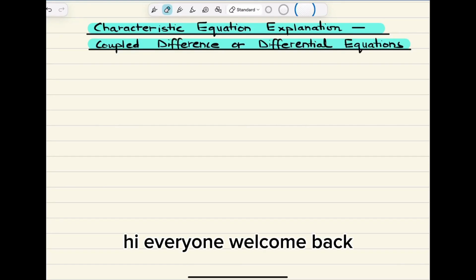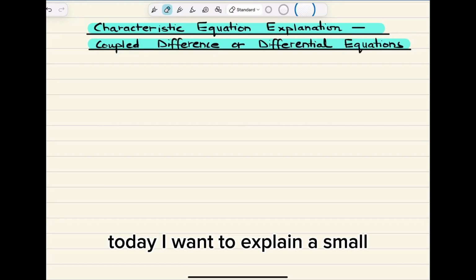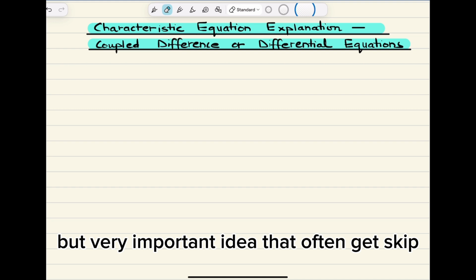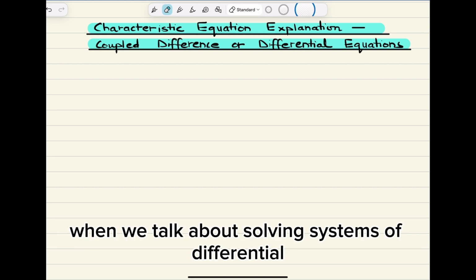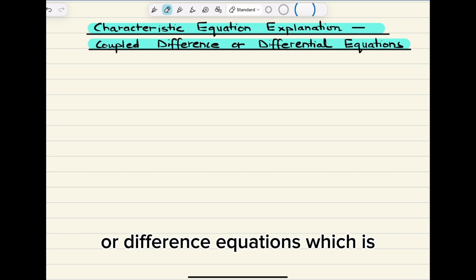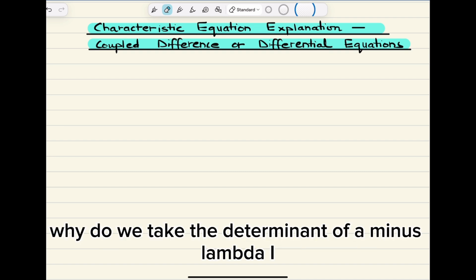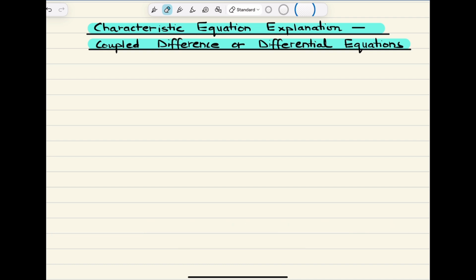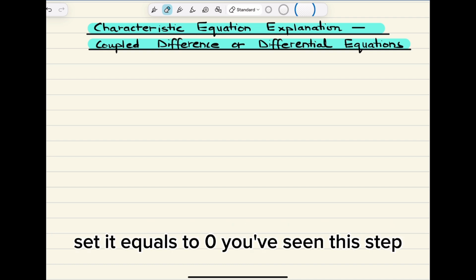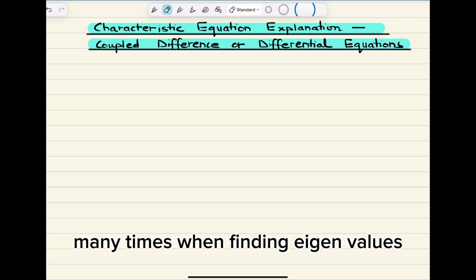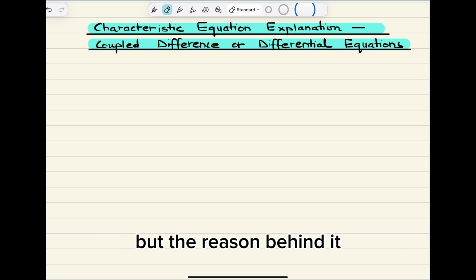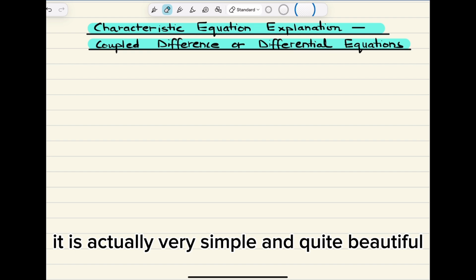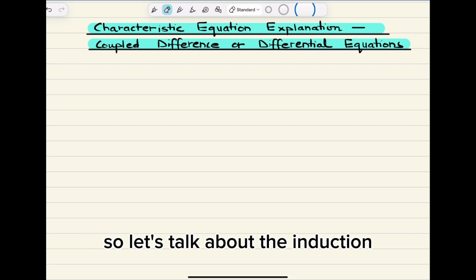Everyone, welcome back. Today I want to explain a small but very important idea that often gets skipped when we talk about solving systems of differential or difference equations, which is why do we take the determinant of A minus lambda I (identity) and set it equal to 0. You've seen this step many times when finding eigenvalues, but the reason behind it is actually very simple and quite beautiful. So let's talk about the intuition.